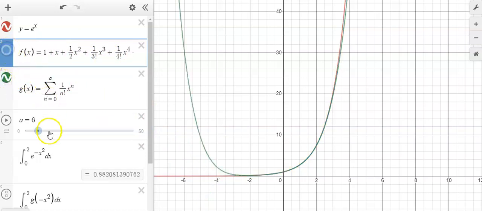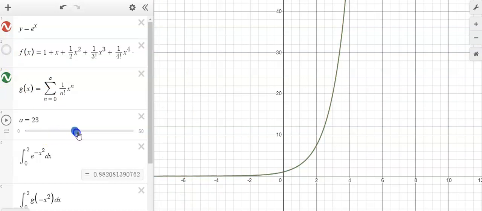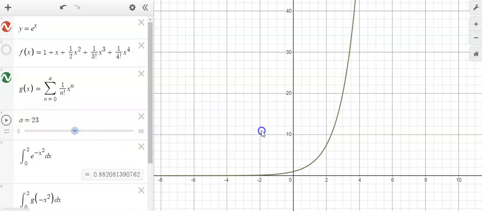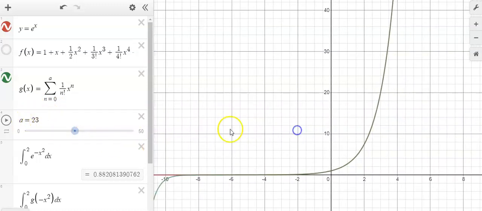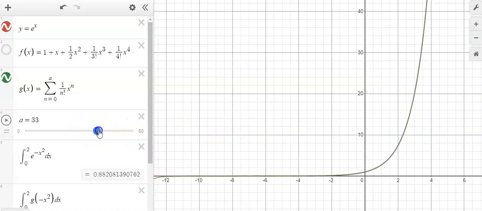In fact, take a look. If we do a bigger polynomial, more terms is what I mean by bigger. Look at that. With a 23rd degree polynomial, at least in this viewing window, we're pretty good. Oh, there it goes. Well, go a little more. All right, there it goes. So you can see the more terms that you have, the better the match.